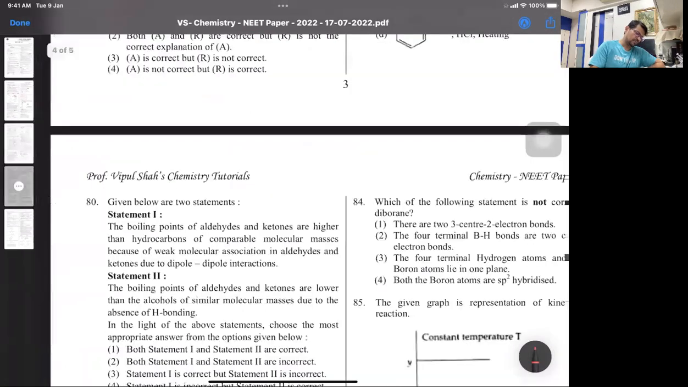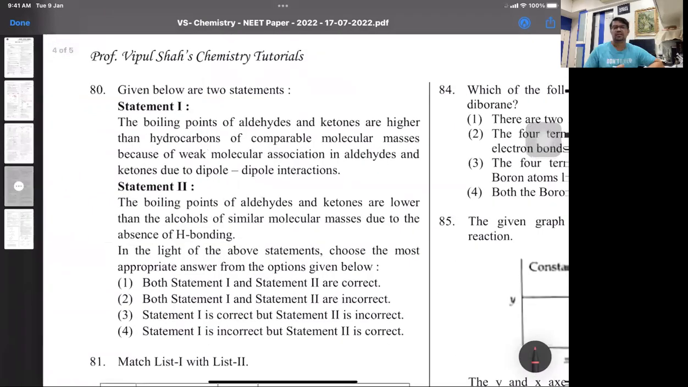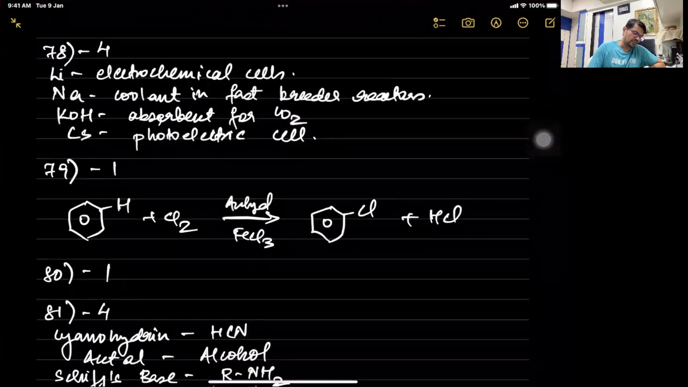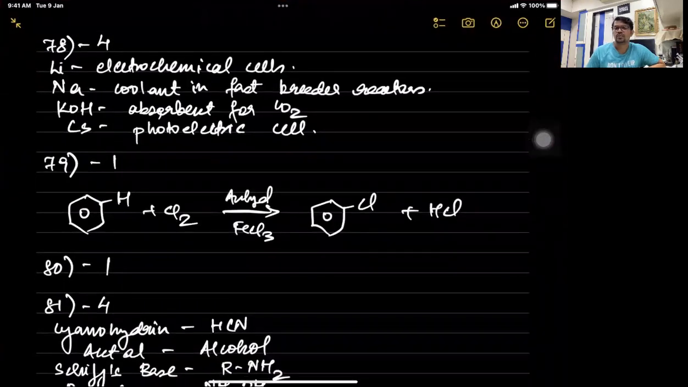Then the 80th, look at that. Statements are given below. So one minute, 79, just look at the reaction. 79 is the first one. So benzene with chlorine with a Lewis acid catalyst gives you chlorobenzene.